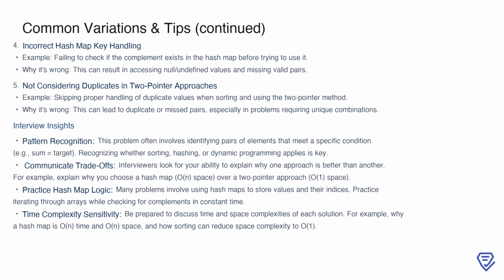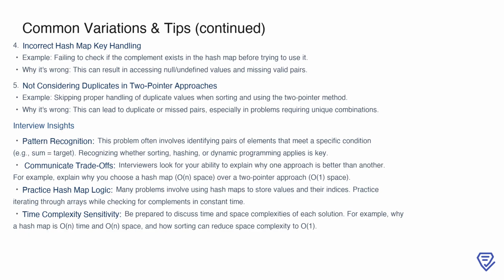Additionally, when using two-pointer techniques, not properly accounting for duplicates can cause problems. If duplicate values aren't handled carefully, you might end up with repeated pairs or miss some valid combinations altogether. Beyond avoiding mistakes, there are important strategies to keep in mind for interviews. Recognizing patterns in the problem is crucial. For example, determining whether sorting, hashing, or dynamic programming is the most appropriate tool for the task.